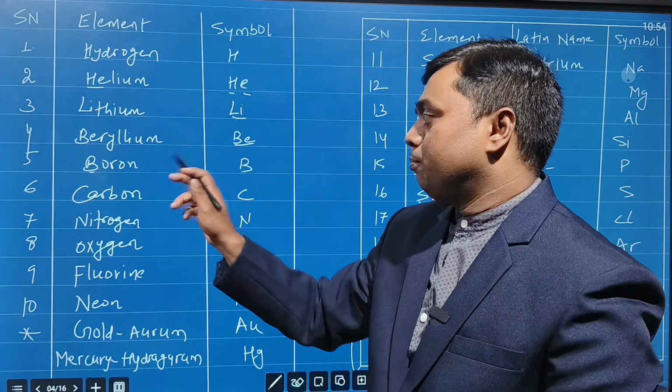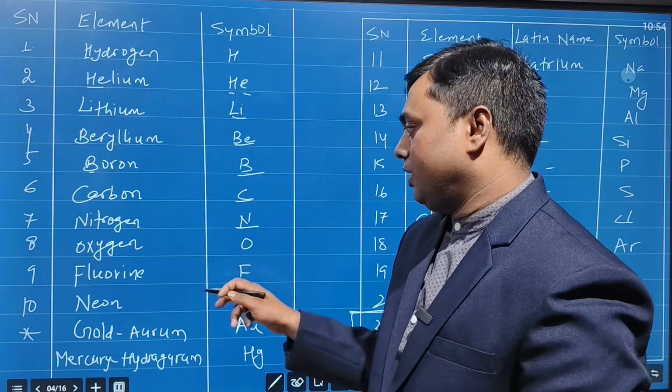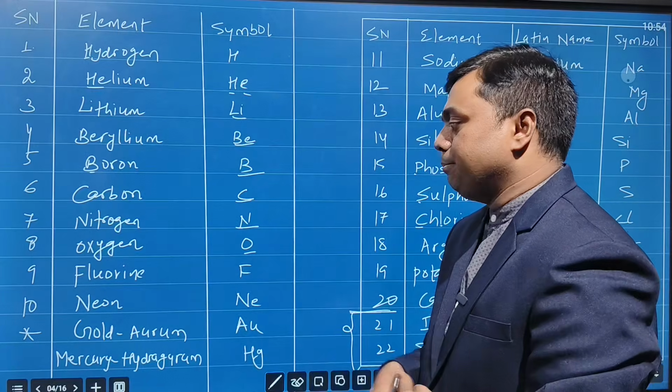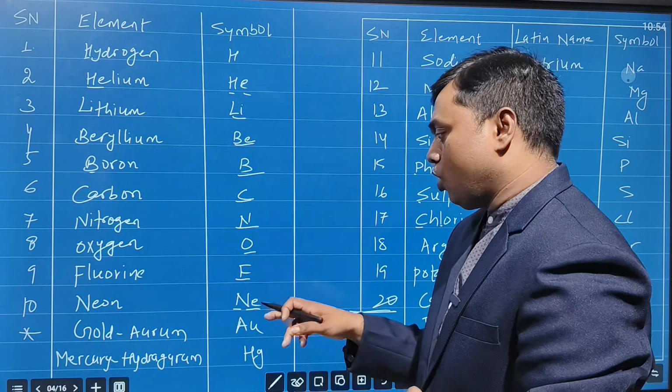Beryllium, Be. Boron, just B. Carbon, capital C. Nitrogen, N. Oxygen, O. These are the symbols. Fluorine, F. Neon, capital N, small e.